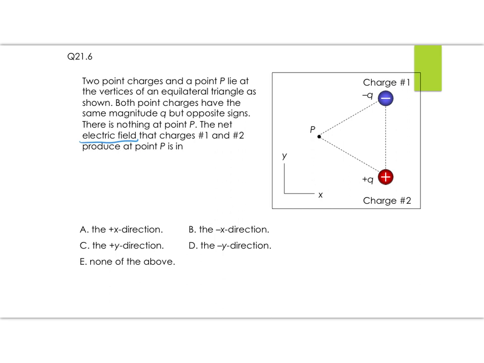So if I want to figure out the total electric field at point P, I can say charge 1 creates an electric field in this direction because it wants to have an electric field towards it. E2, charge 2 is a positive charge, so it creates an electric field going away from it. The magnitudes of E1 and E2 are the same because it's the same magnitude of charge and same distance. So our total electric field, because of symmetry, will be directly up. And so that is our answer for that question.